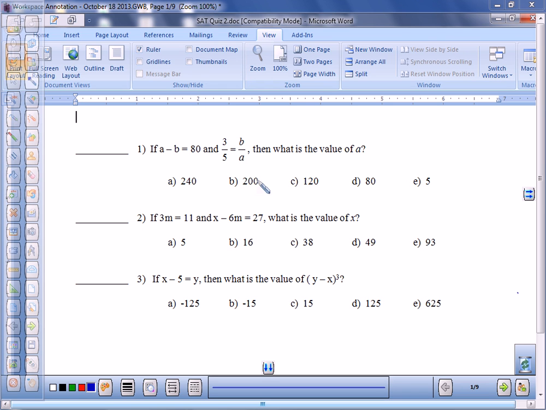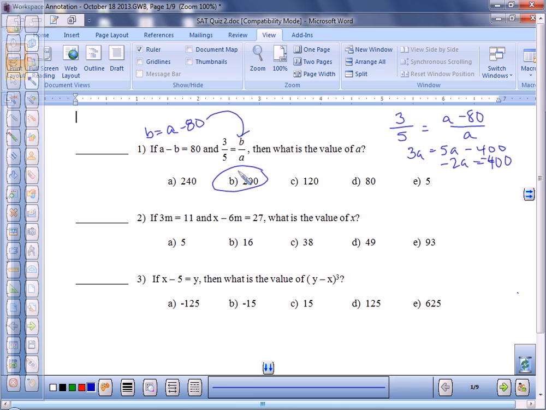Or you could do it the long way. All right, so the long way would have us solving this for B. So move this over here and move the 80 to the other side. And then we would substitute. We would use substitution, which we just studied, substitution as a method for solving a system. And then you would cross multiply and solve. And if we cross multiply, we get 3a equals 5a minus 400. So negative 2a equals negative 400.